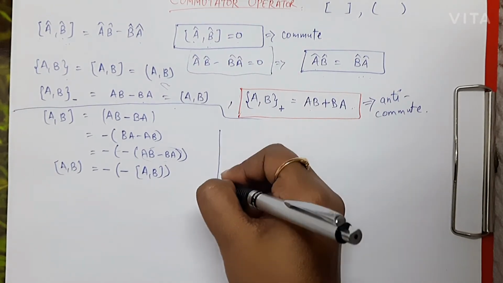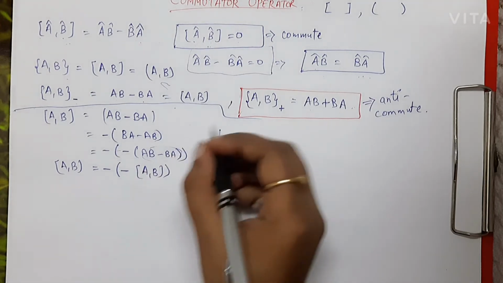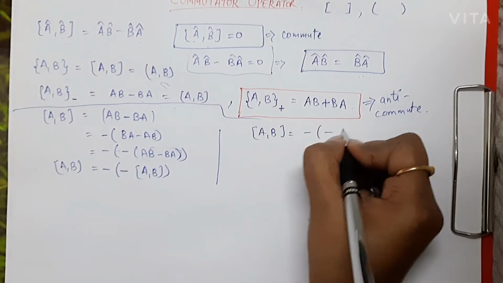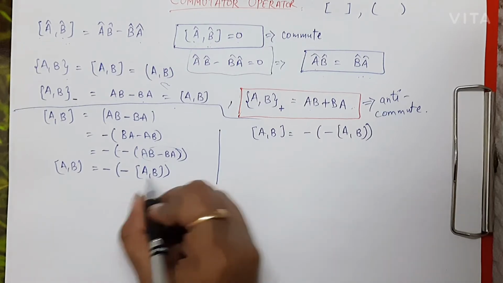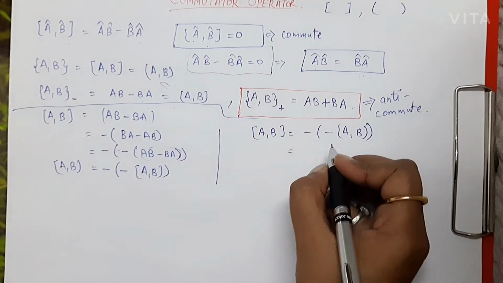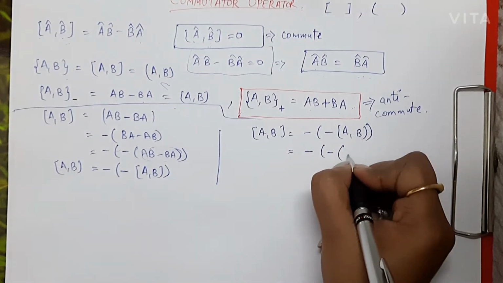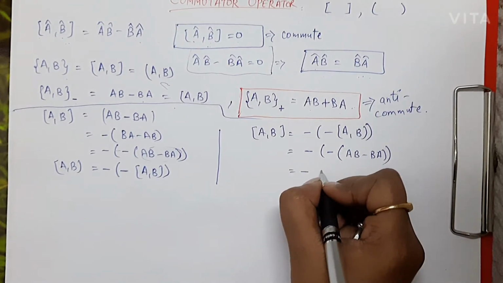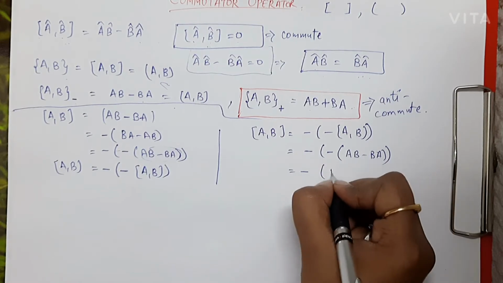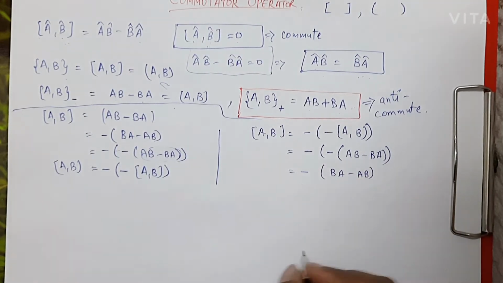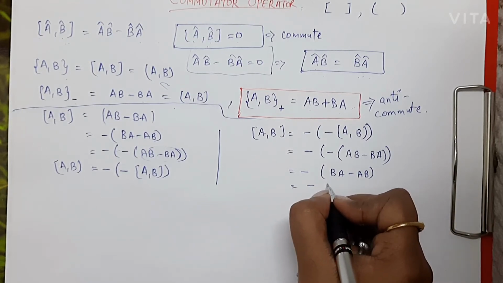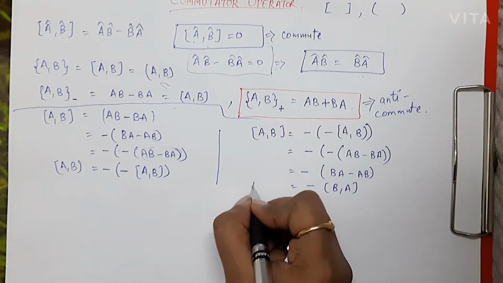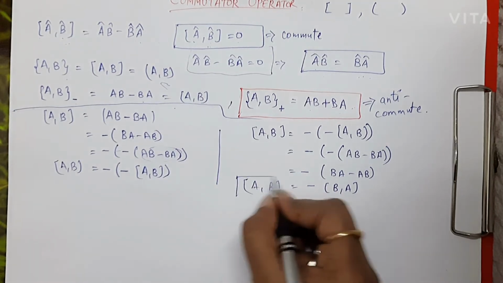Now if I again solve this same equation, that is, the commutation of A and B giving minus of minus commutation of A and B, then it will be AB minus BA. This is the formula which we know. Now it can be written as minus of, if I take this negative sign inside this bracket, then it will become BA minus AB, and this is minus of the commutation of BA. So here what we are getting is that AB is coming to be equal to minus of BA.